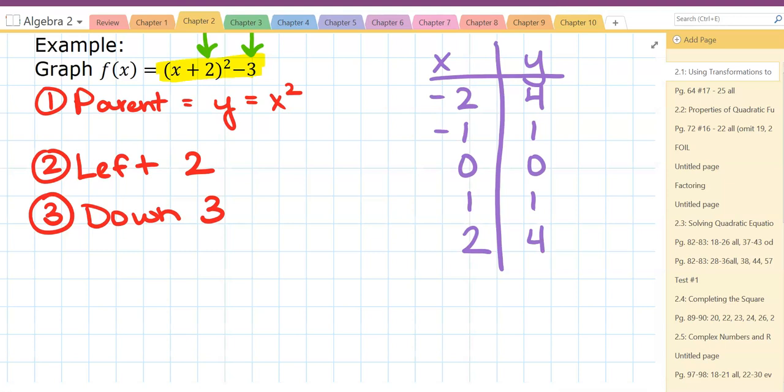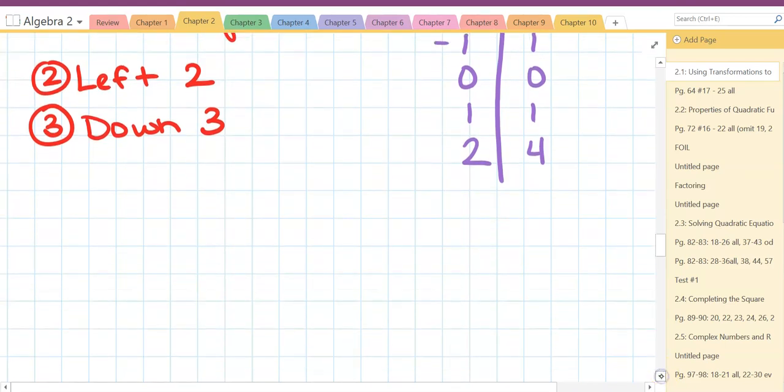So when you're doing these problems, if it's helpful for you when it comes to graphing, I would graph the parent, and then use those translations, left 2, down 3, to graph the new points. So this prevents you from having to create a new chart or having to plug anything into your calculator. You can just kind of read the graph and understand what's happening.